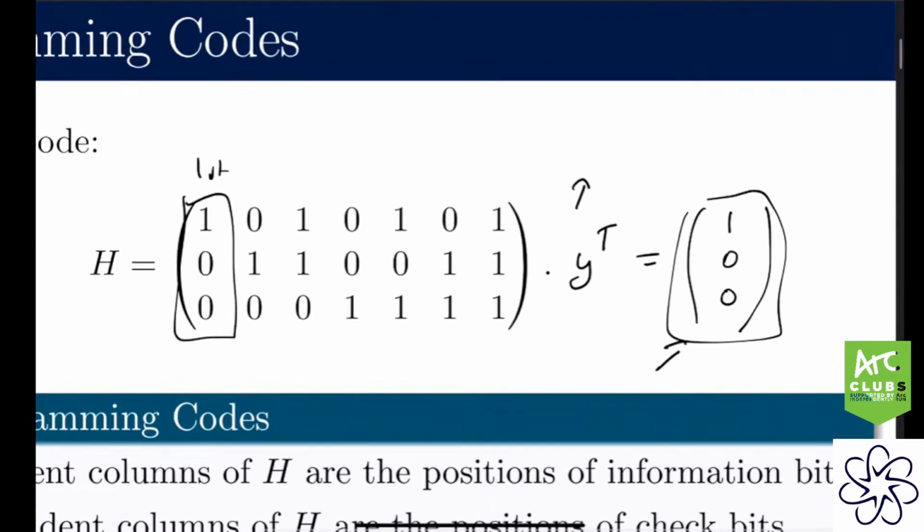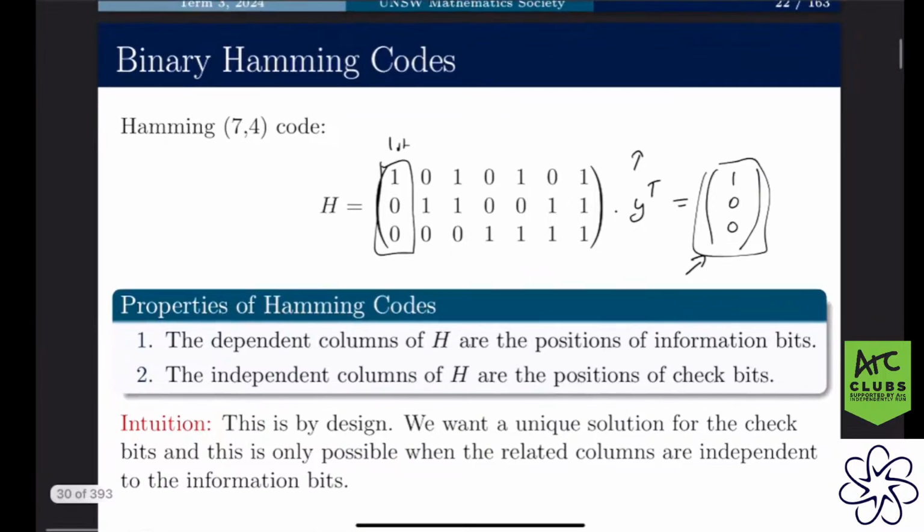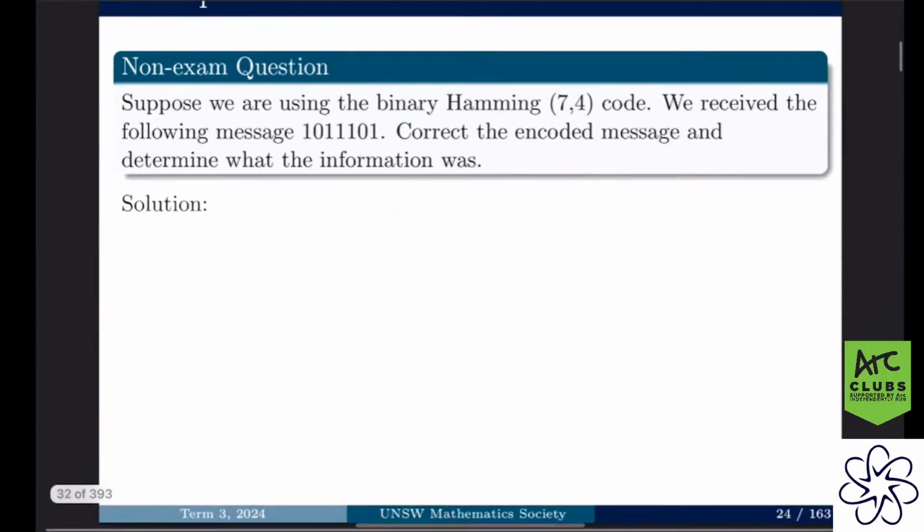Note there's only one result we get here, and by this protocol, that implies we are only able to correct one single error. So, suppose we're using the Hamming 7-4 code, we receive the message 101101, and we want to correct the encoded message and determine what the information was.